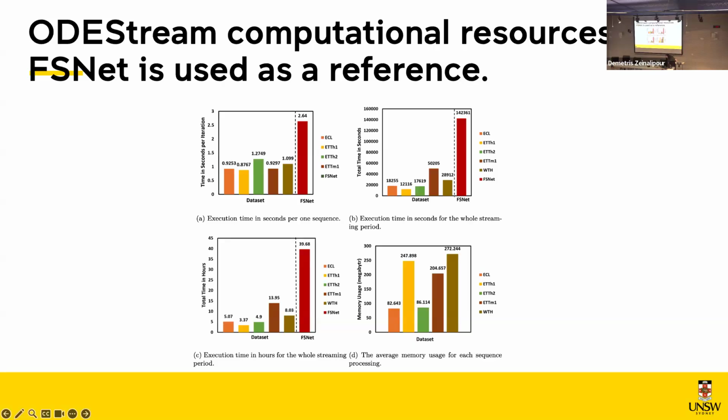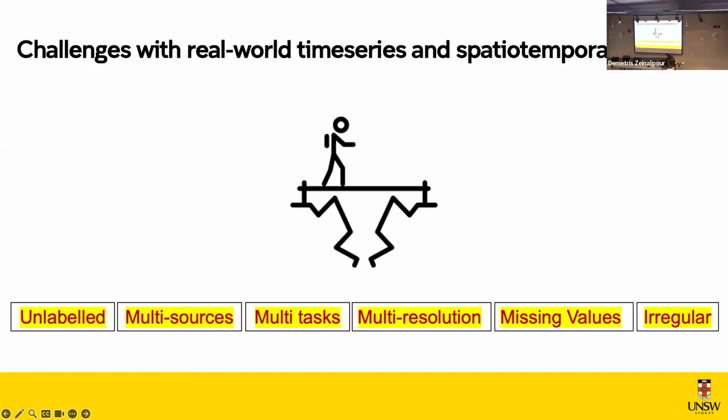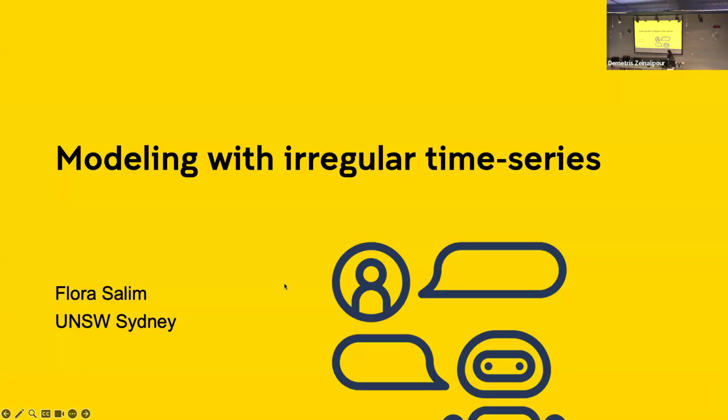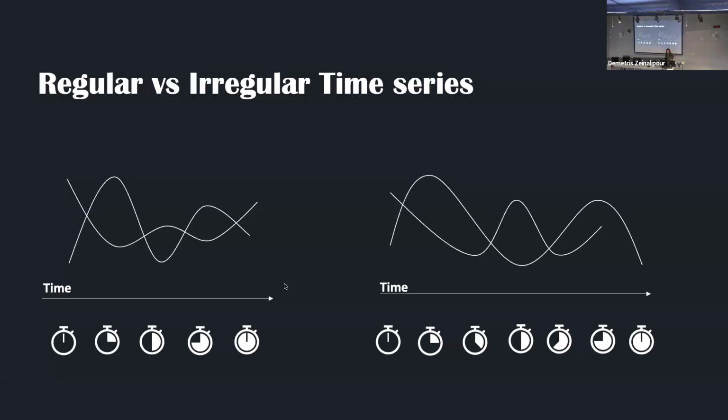I want to quickly go through irregularity. Okay. So we've covered a lot of things except irregularity before I talk about LLMs for time series. What is irregular time series?